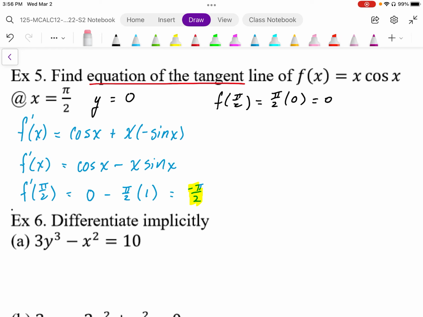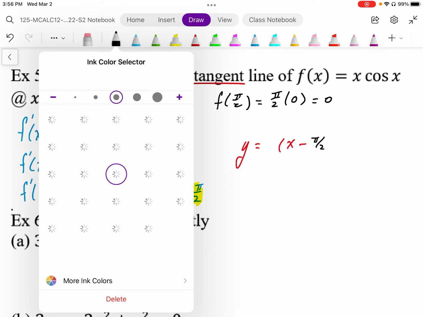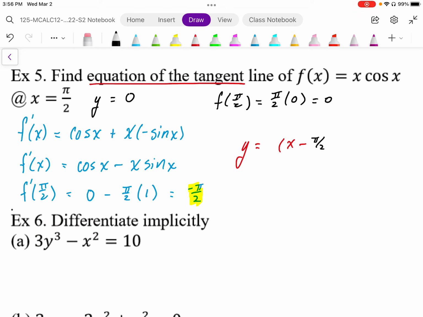So I can write my equation based on y equals m times x. Okay, so I'm going to go x minus pi over 2. That's my x coordinate on the curve, plus 0, which is the y coordinate on the curve. And then I need to plug in the slope. Negative pi over 2 was the slope. So this represents the equation of my tangent line.